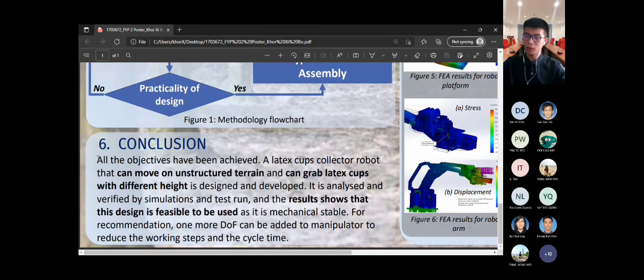So in conclusions, all the objectives have been achieved. A latex cup collector robot that can move on unstructured terrain and can grab the latex cup with different heights is designed and developed. It is analyzed and verified by simulation and test run. And the result shows that this design is feasible to be used as it is mechanically stable.